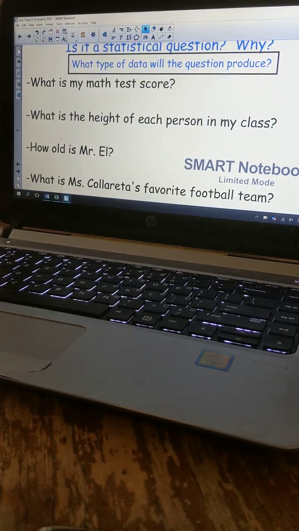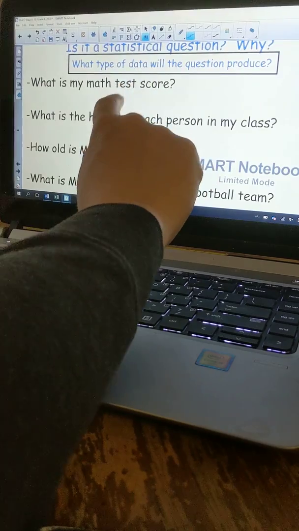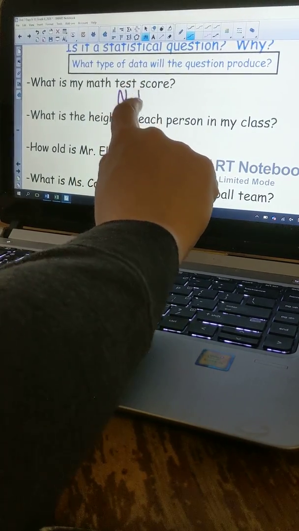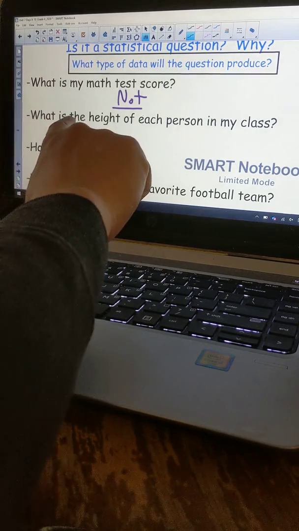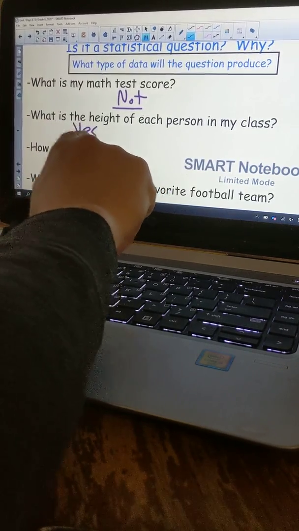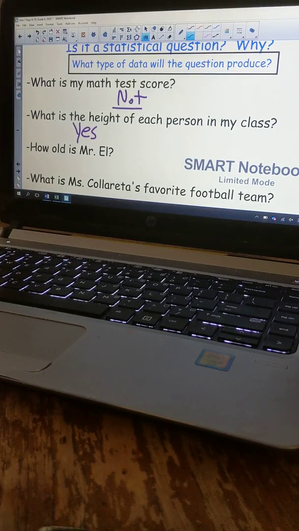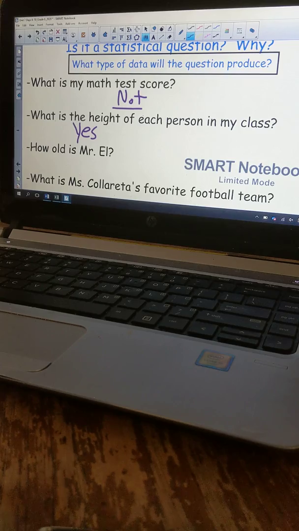Okay, the first one, what is my math test score? That is not a statistical question. It will not generate a variety of answers. You have one score. What is the height of each person in my class? Yes, that is a statistical question. Why? Well, because there will be different answers. Not everybody in the class is the same size.